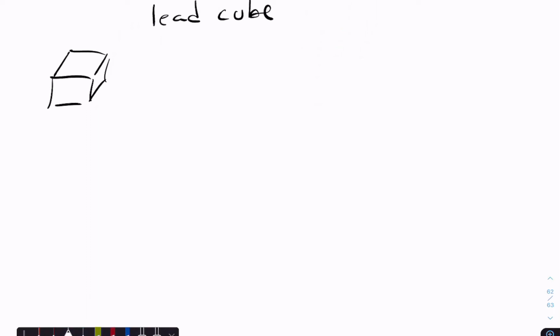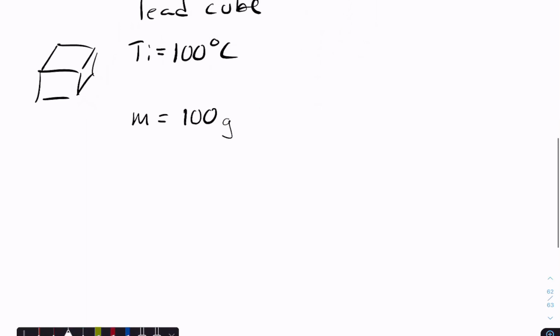and let's say we take that cube and we heat it up, get it really hot. So we get it all the way up to 100 degrees C. And now we take that lead cube and a glass of water. Let's say, or I should give you a mass. So T initial for the lead cube is that. And the mass of the lead cube is, let's call it 100 grams. So you've got this 100-gram lead cube.